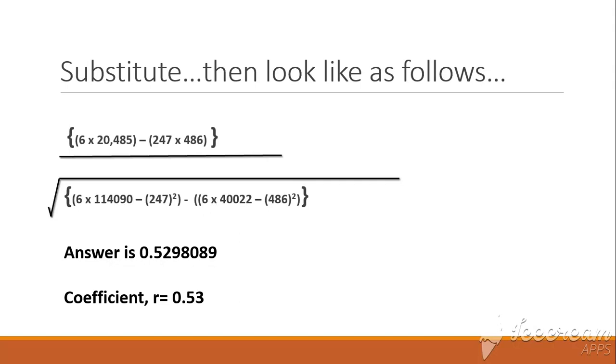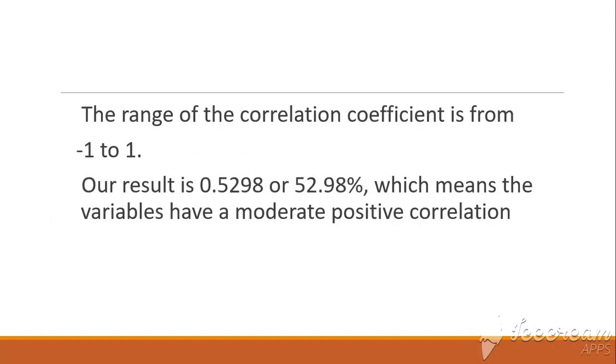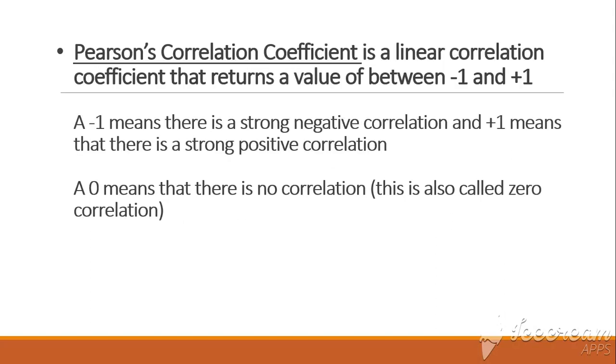Keep in mind, this is a plus, this is positive. It means when x is increasing, y is increasing also. This is a positive relationship. So we have to see what this 0.53 means. The range of the correlation coefficient, the Pearson definition, is between -1 and +1. The result is 0.5298, you can call it 52.98 percent also. This is a moderate positive correlation.